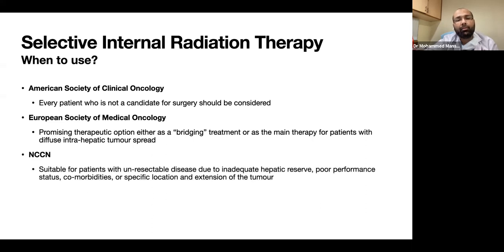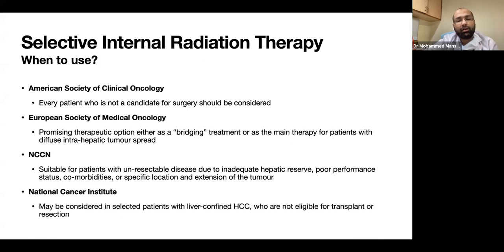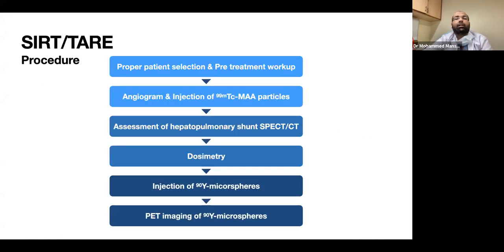NCCN guidelines recommend the use of TARE as suitable for patients with unresectable disease due to inadequate hepatic reserve, poor performance status, comorbidities, or specific location and extension of the tumor. And the National Cancer Institute says it may be considered in selected patients with liver-confined HCC who are not eligible for transplant or resection. The procedure in TARE involves proper patient selection and pre-treatment workup. This is the most important step. When we select the correct patient, it gives the maximum benefit.